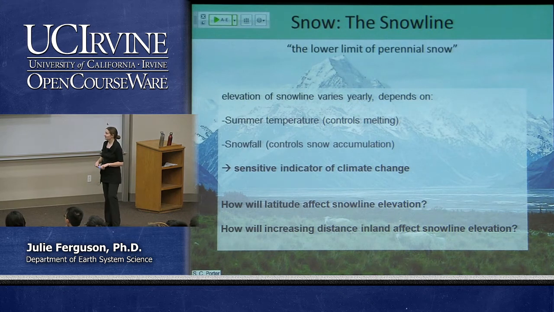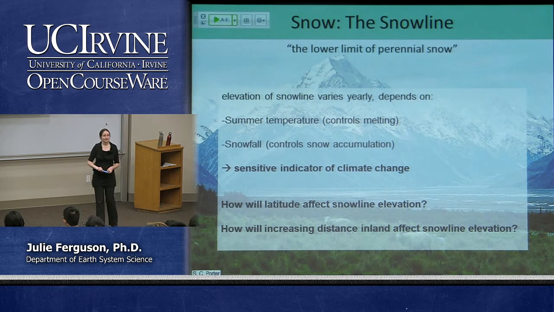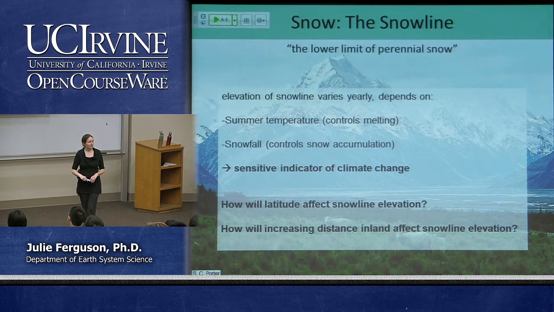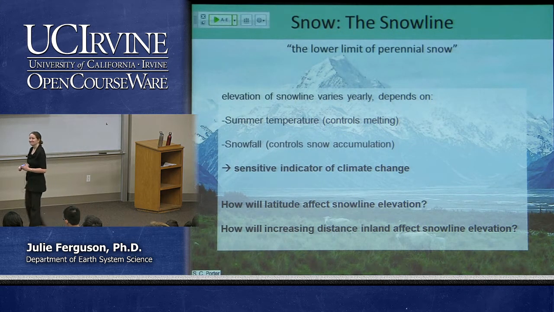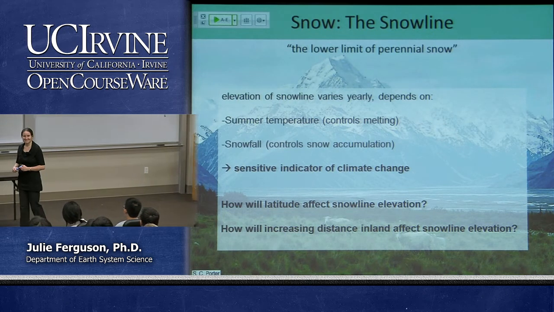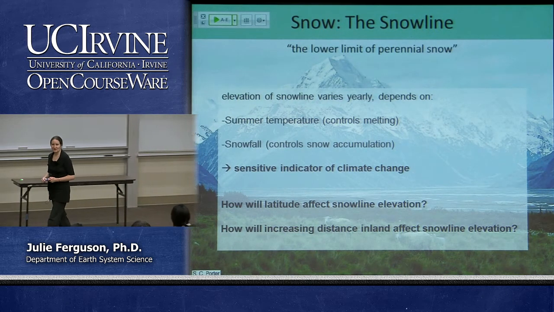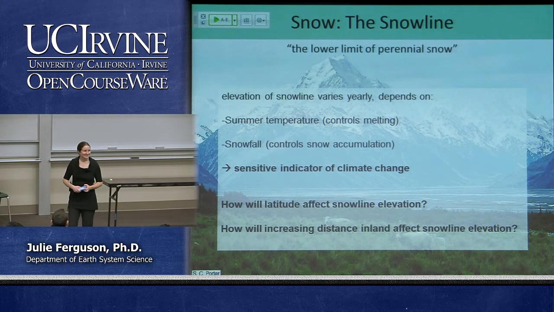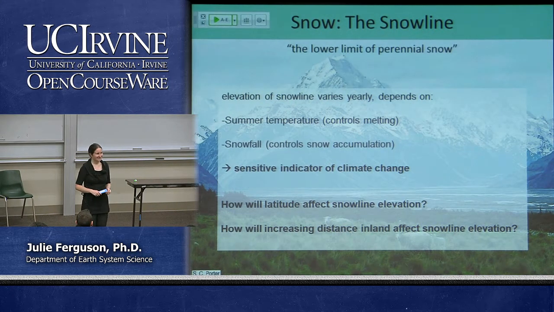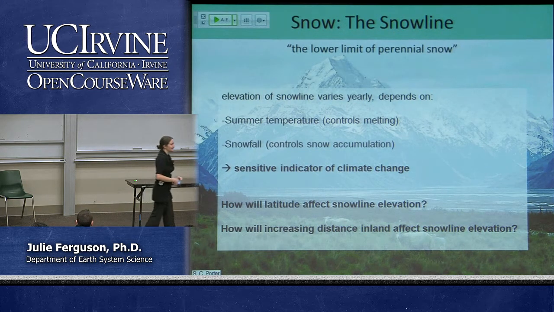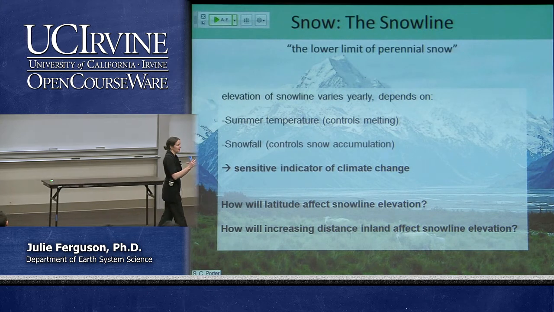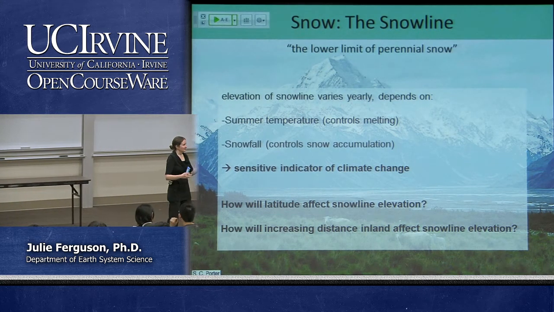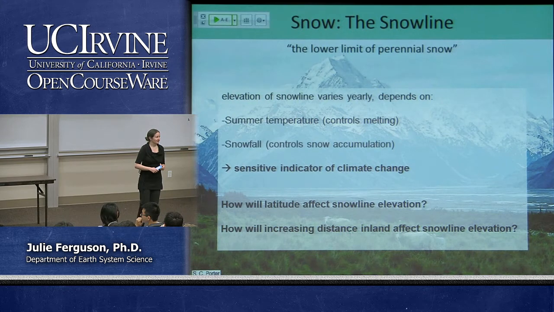But how about increasing distance inland? How might distance inland affect the altitude of your snow line? Stunned silence. It's the quietest time in the room when I ask a question. What were we saying affects things like how much snow the center of Siberia got compared to, say, the east coast of the US?